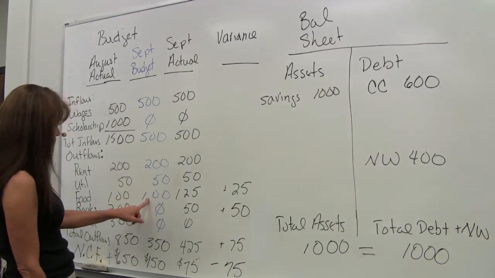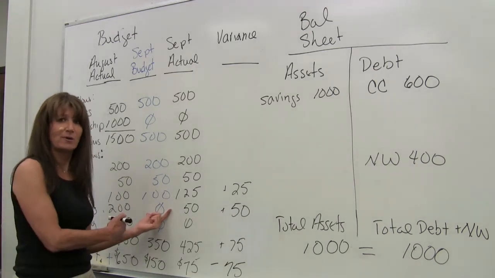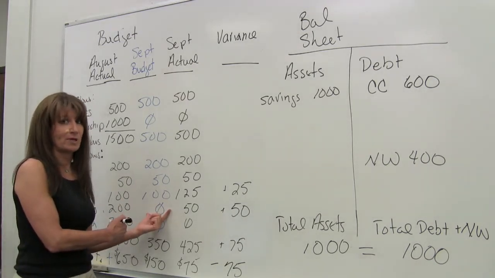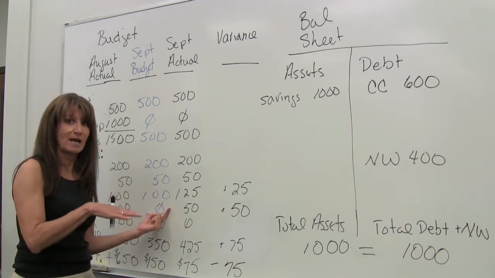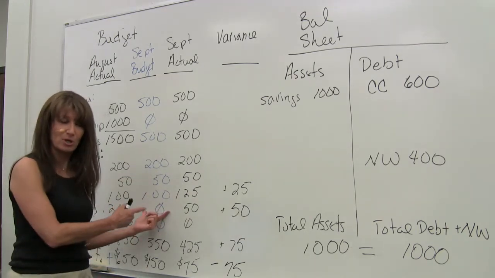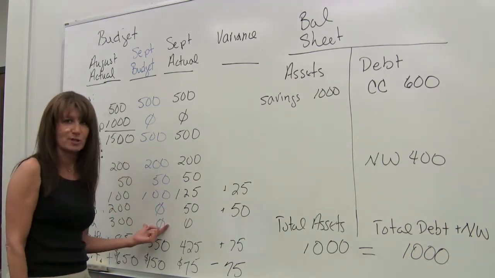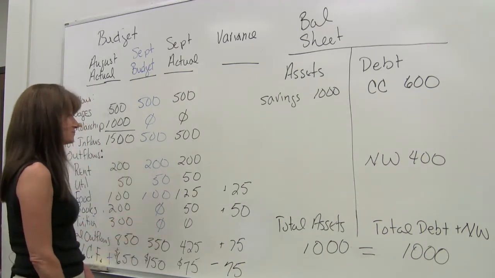Utilities, $50, food, $100. You're not going to have any expenses for books because you already bought your books the first week of class, so you would have all your books and be able to read all your assignments and do very well in school. So we're not going to have to buy books now, and you've paid your tuition. So again, September budget, those two things are 0.